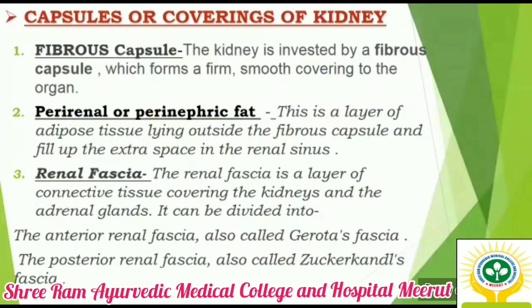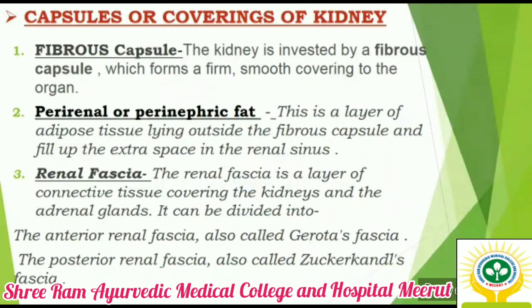Capsules or coverings of the kidney. First is the fibrous capsule. The kidney is invested by a fibrous capsule which forms a firm, smooth covering to the organ. Second is pararenal or paranephric fat. This is a layer of adipose tissue lying outside the fibrous capsule and fills up the extra space in the renal sinus. Third is the renal fascia.